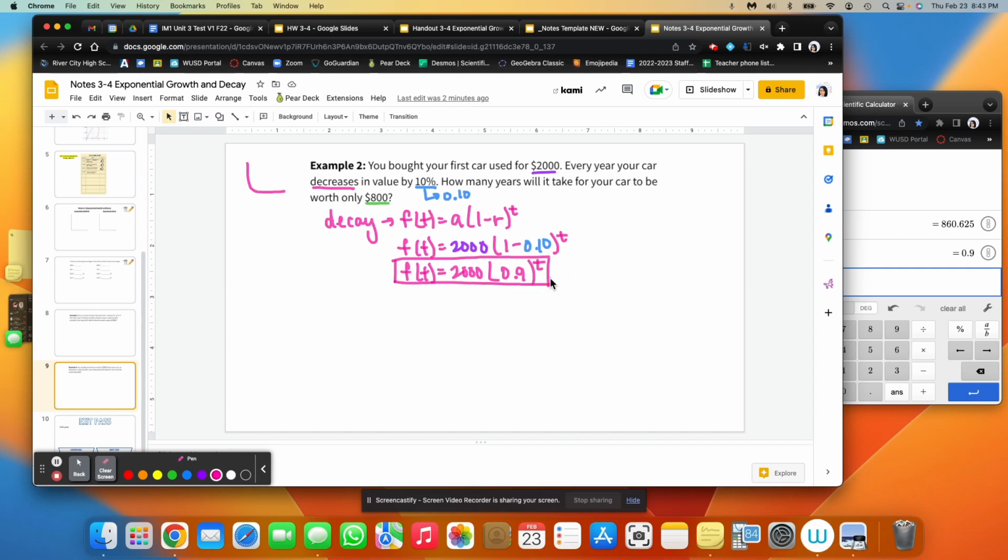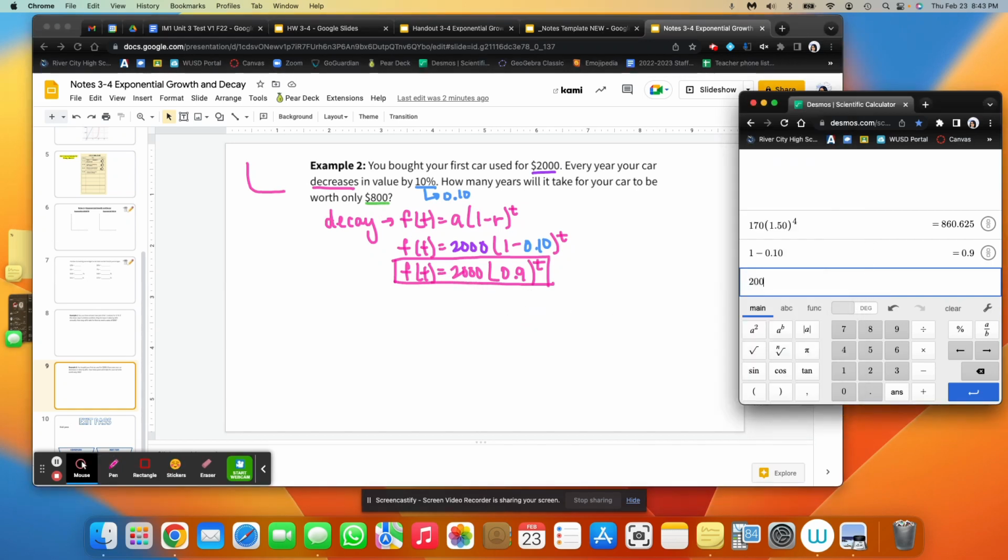So now we need to figure out how many years it will take for your car to be worth only 800. For the sake of time, I'm going to tell you that you should probably start at a higher number. Starting at 1 year, it's not going to decay very much. In fact, we can plug in some numbers. So 2,000 times 0.9 to the first power. Our value is only 1,800, and we need it to go down to 800.